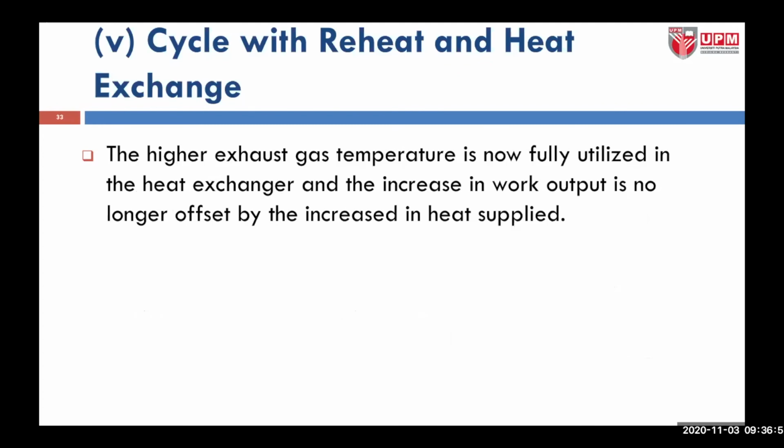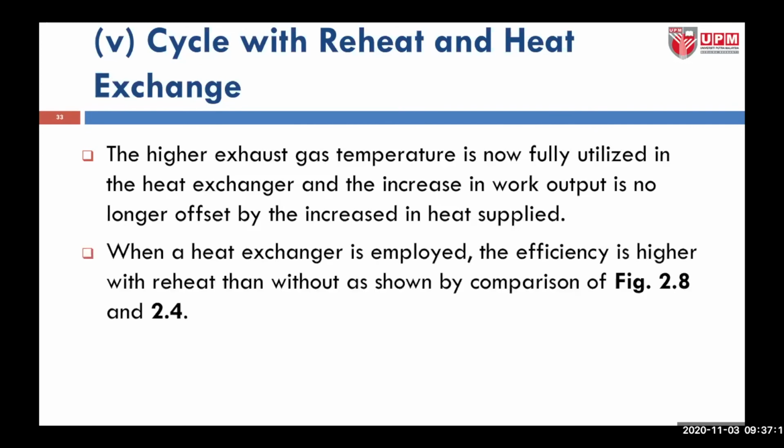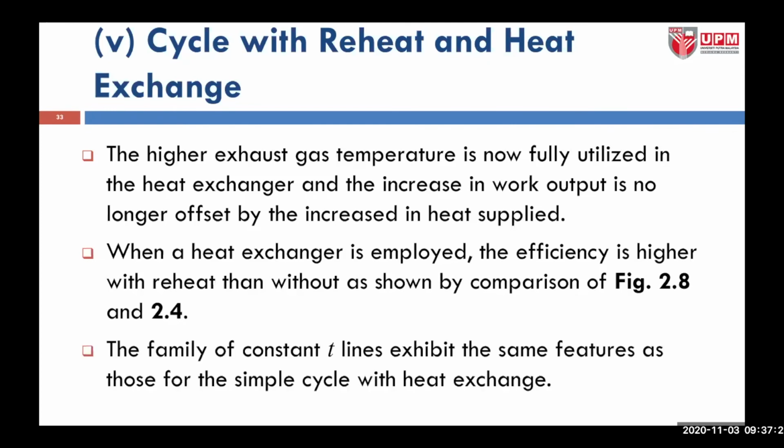Right, the higher exhaust gas temperature is now fully utilized in the heat exchanger, and the increase in work output is no longer offset by the increase in heat supply. Okay, it's because we have the heat exchanger, at the same time we also have the reheat system, right? So when a heat exchanger is employed, the efficiency is higher with reheat than without, as shown in comparison in figure 2.8 and 2.4. Okay, and the family of constant temperature ratio lines exhibit the same features as those for the simple cycle with heat exchange.